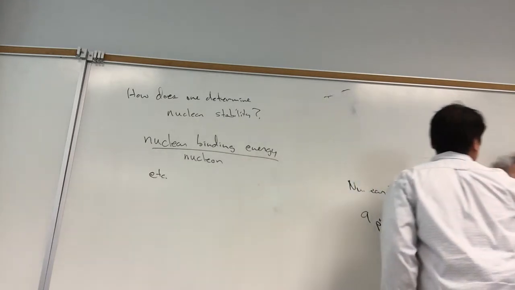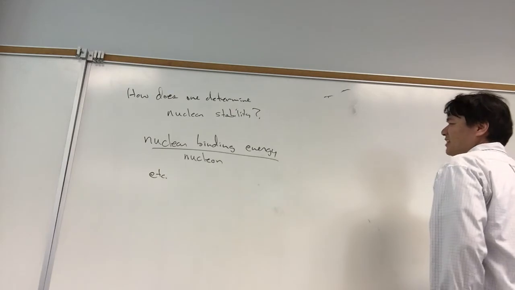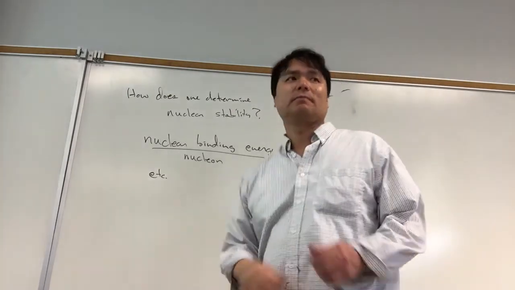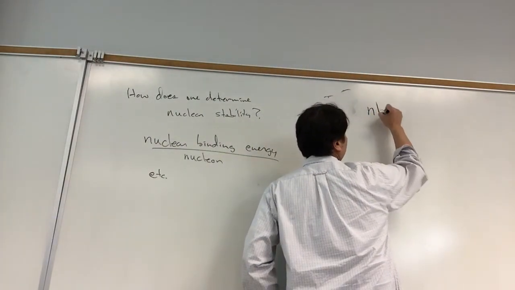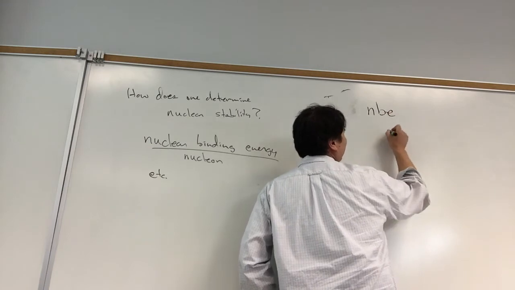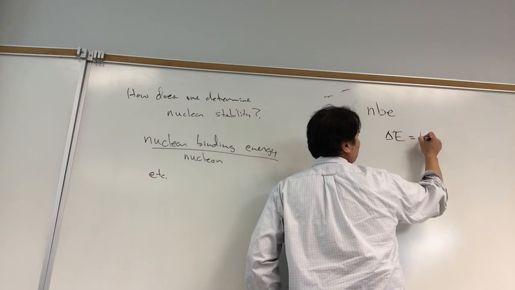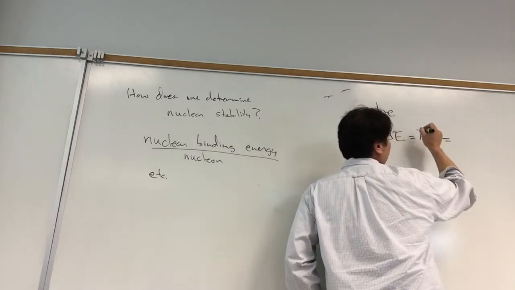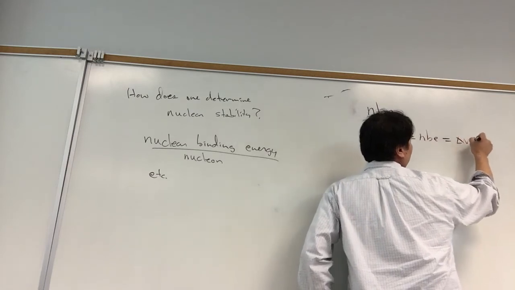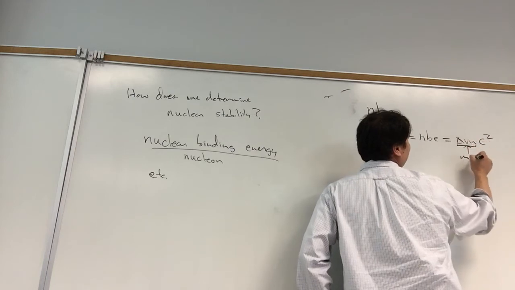Next question: do you have to calculate the nuclear binding energy? Yes. Now, how do we determine the nuclear binding energy per nucleon? The nuclear binding energy is called the NBE, and the NBE is determined by this equation: delta E is equal to the nuclear binding energy, in this case delta M C squared. Delta M is what we call the mass defect.